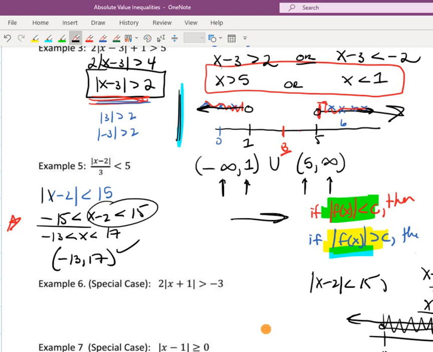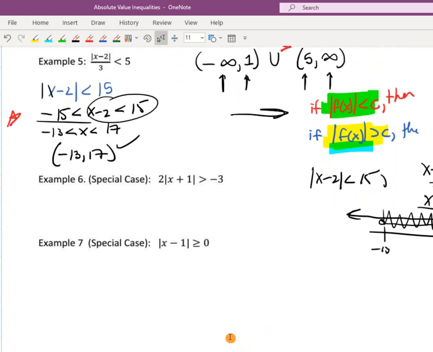Special cases. It's just like with special cases with absolute value. Like if I say absolute value of x plus 5 is equal to negative 10, there's no solution to that. And there's no solution to that because absolute value is a distance. If the distance of something is negative, that can't happen.